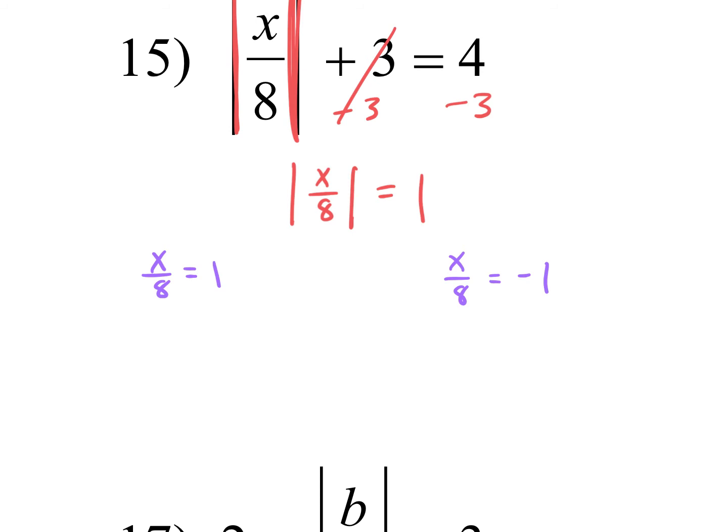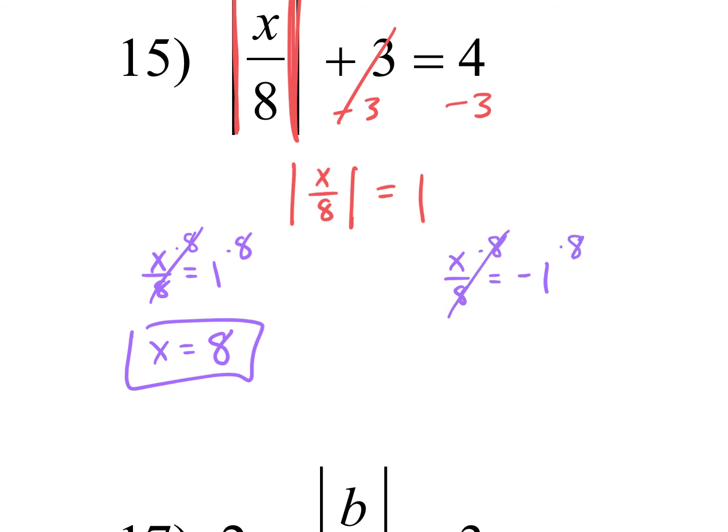Now what can I do to solve for x in my left equation? Awesome. Multiply both sides by 8. Because that'll get rid of the 8 that's being divided. What's 1 times 8? 8. So x is equal to 8. And then in my second equation, what do I do to get rid of that 8? Multiply both sides by 8. So x is equal to what? Negative 8. So these are my two answers.